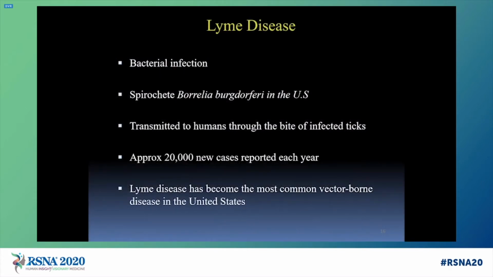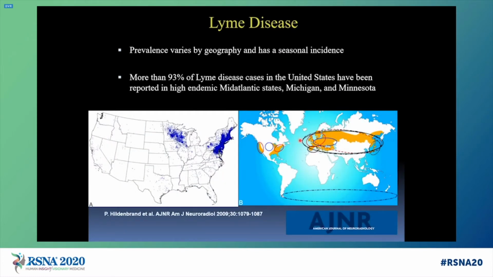So Lyme disease is a bacterial infection caused by the spirochete Borrelia burgdorferi, which is transmitted to humans through the bite of infected blacklegged ticks. There are approximately 20,000 new cases reported each year in the US, and therefore Lyme disease has become the most common vector-borne disease in that country. It has a prevalence that is more important in the mid-Atlantic states, as well as in Michigan, Wisconsin, and Minnesota. And you can see that there is also increased prevalence in Europe and in certain parts of Asia.